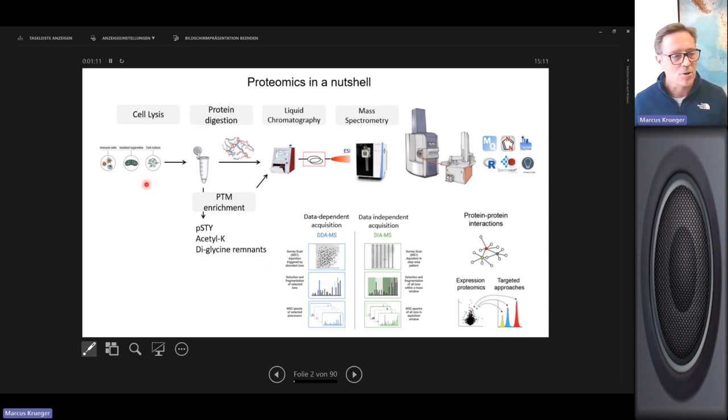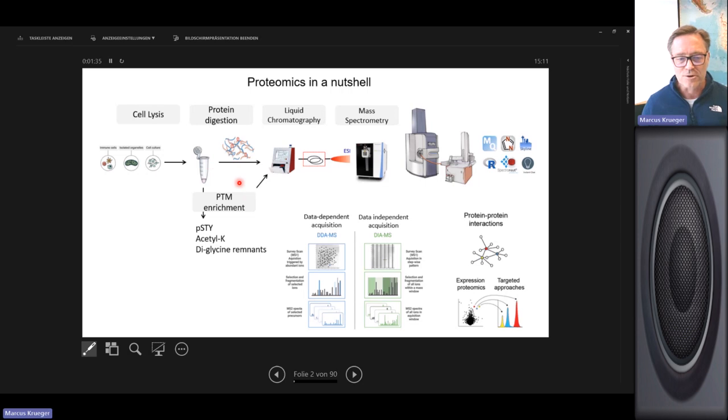Okay, just to show you a bit the overall workflow, what we like to do with our samples, also SILAC labeled samples. What we start usually, and you might do the same, you have your cells and you lyse your cells or tissues. Then we extract the proteins in a certain buffer. Then we digest our protein with specific proteases.